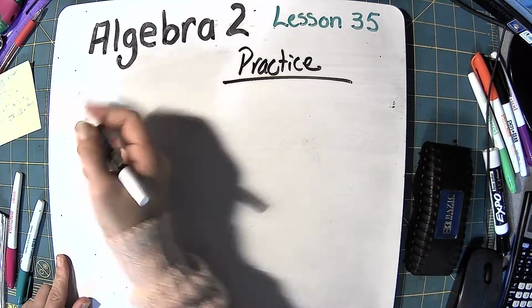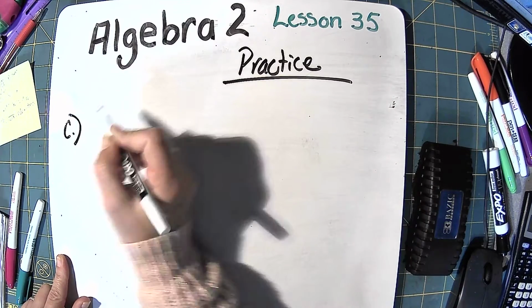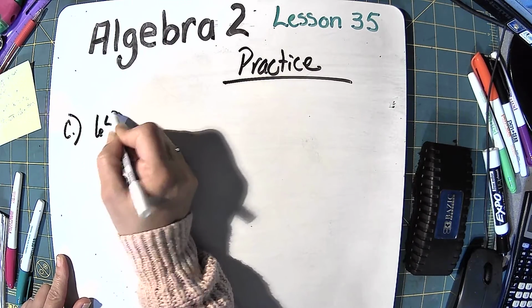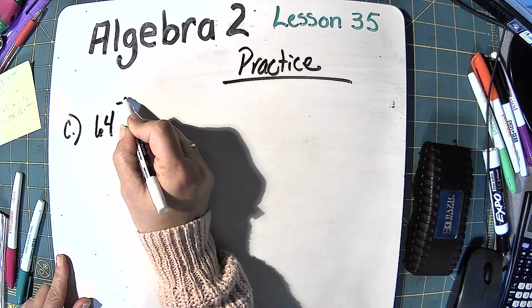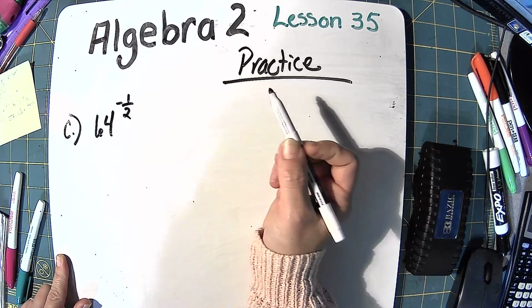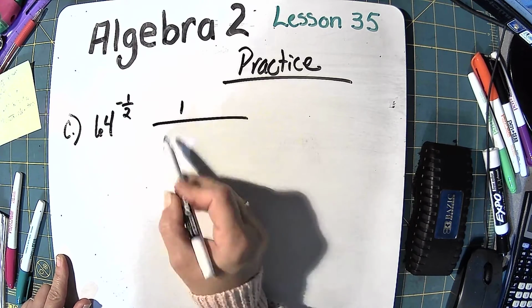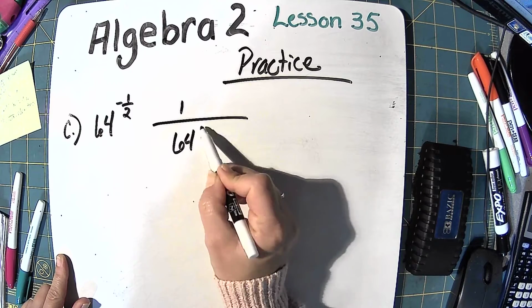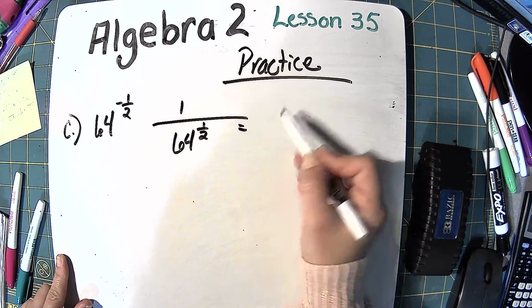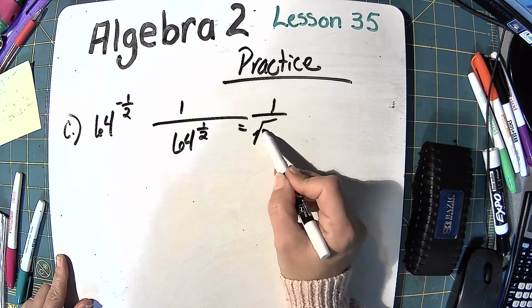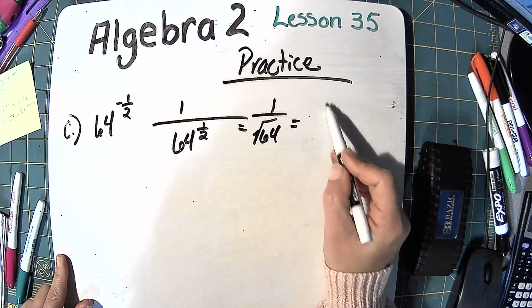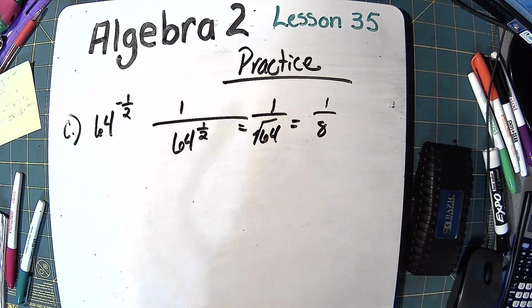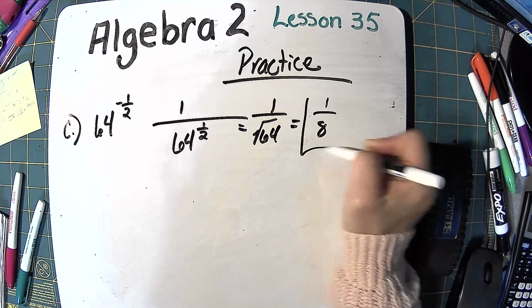All right, C and D are a little harder. C is 64 to the negative 1/2. Okay, to get rid of that negative, I'm going to put a 1 over it. Now it'll be 64 to the 1/2, which means 1 over the square root of 64, which is 1/8. So 1/8 is the answer to C.